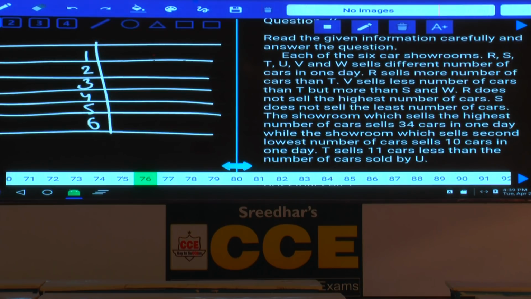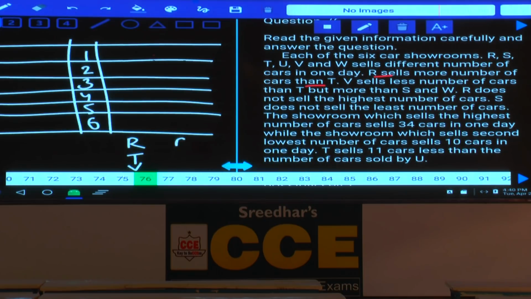Tell me, what is the first information here? Each of the 6 car showrooms, R, S, T, U, V and W, sells a different number of cars in one day. R sells more cars than T. R is more than T is given. The word immediate is also not given. Between R and T, how many are there in between is also not clearly given. The definite positions of R and T are also not clearly given, isn't it? Hence, we cannot fix this as of now. R sells more cars than T, and V sells fewer cars than T, but more than S and W.